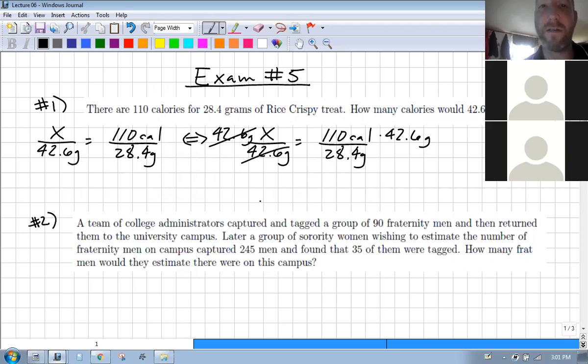We'll multiply both sides by 42.6 grams. That goes away, and we have X equals, grams go away, 110 times 42.6, divided by 28.4. This gives us 165 calories.